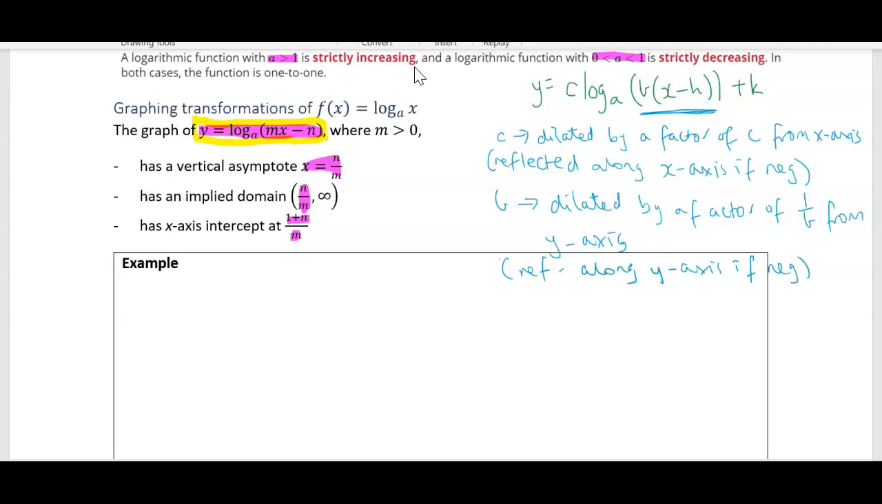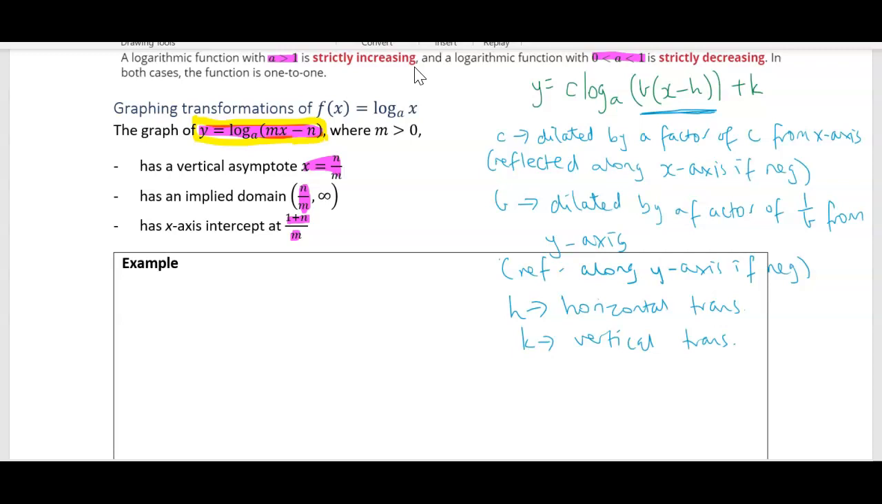And then what else do we have? H is your horizontal translation, so moving along your x-axis, and then K is your vertical translation. Okay, so quite similar to functions that we've done before. I've used C and B to represent your dilation factor because A is used as your base.